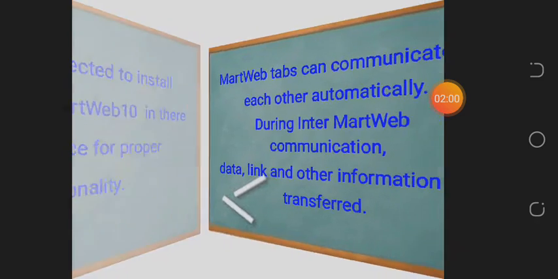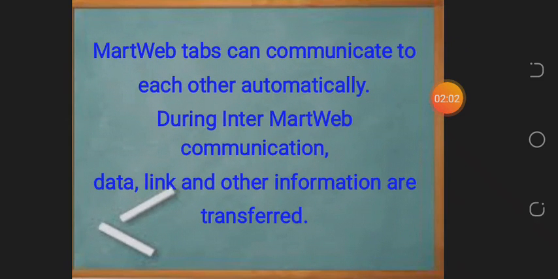On the next slide: MartWeb tabs can communicate to each other automatically. I've said this earlier. MartWeb 1 to 10 can communicate automatically with each other, and the data link and other information are transferred among these MartWeb during a communication.